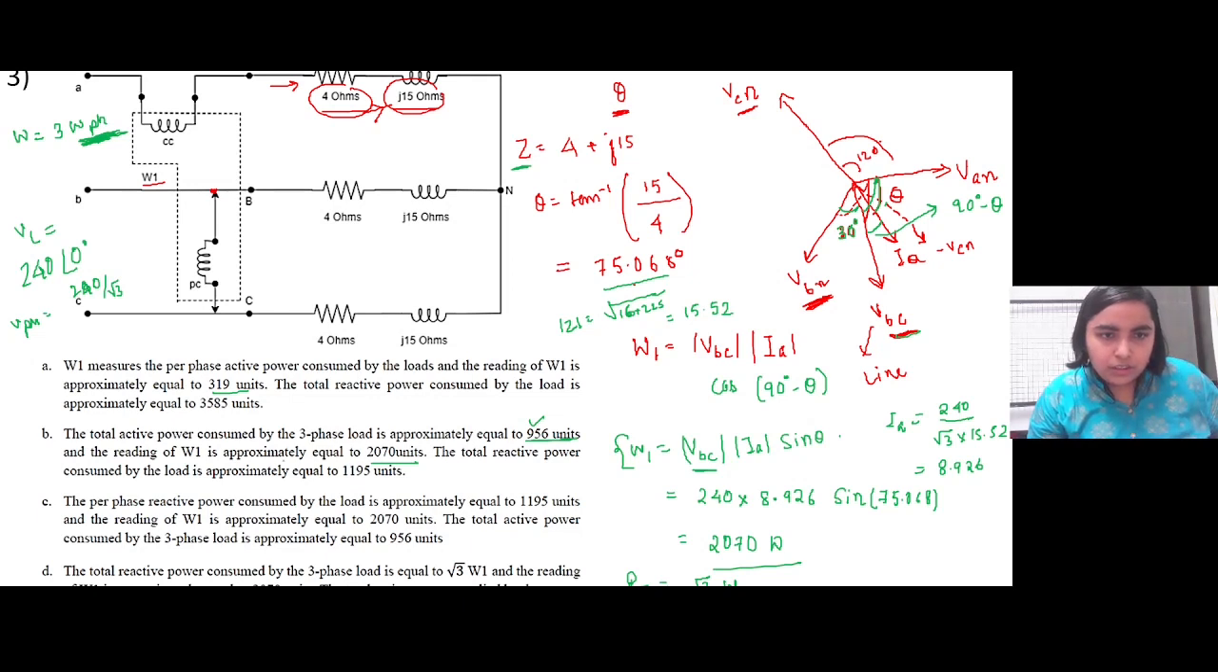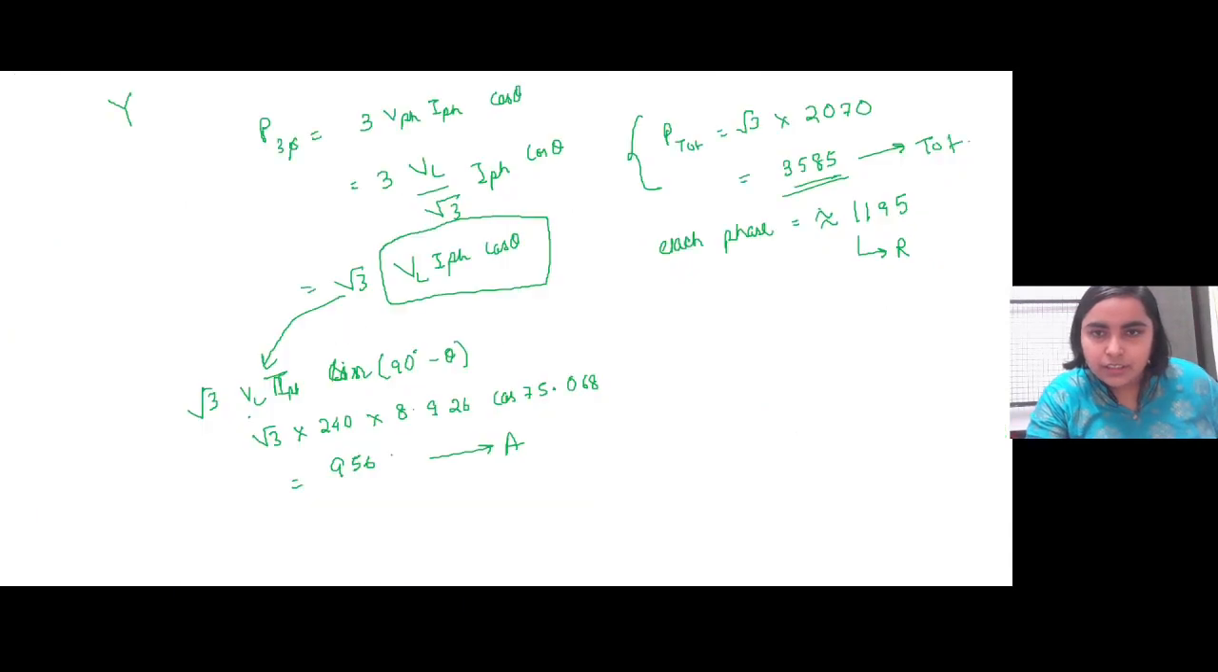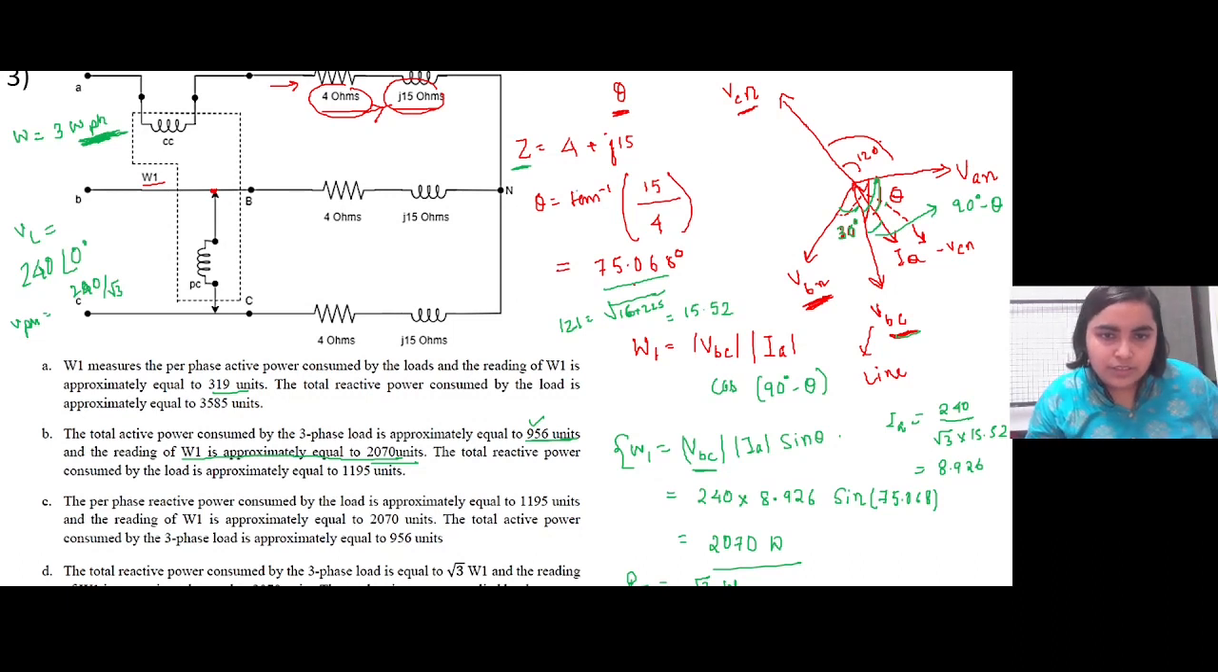So this part is not the correct option, right? Because the total power that has been consumed is actually 3585 watts, right? So this is not the correct option. Now let's look at the third one.